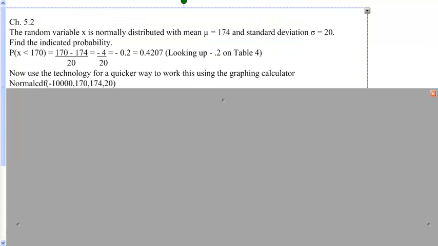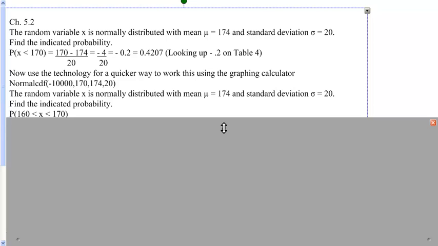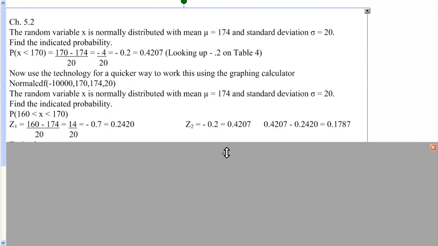Now we're going to go back to the problem, and that's why I put negative 10,000. That's the lower bound. I want it to be less than 170, that's my upper bound. There's my mean, there's my standard deviation. Every problem is worked like that. So this one is in between 160 and 170. There's how you work it by hand.